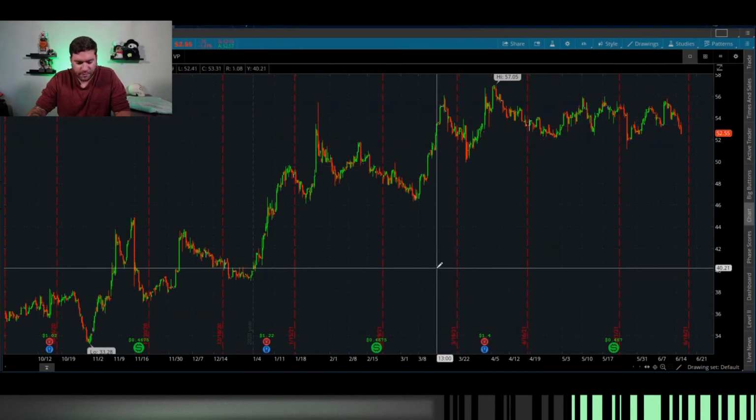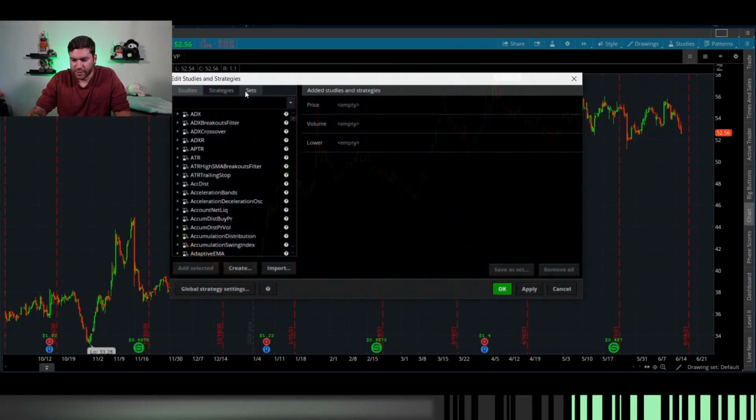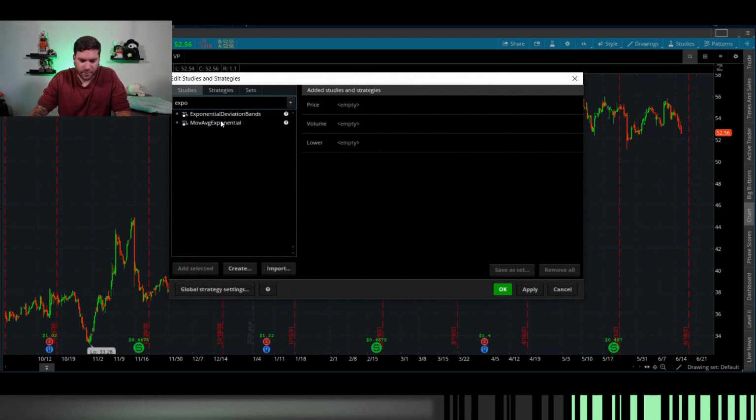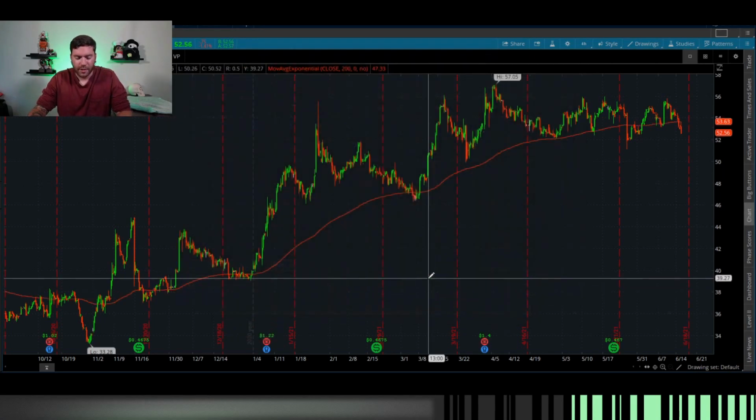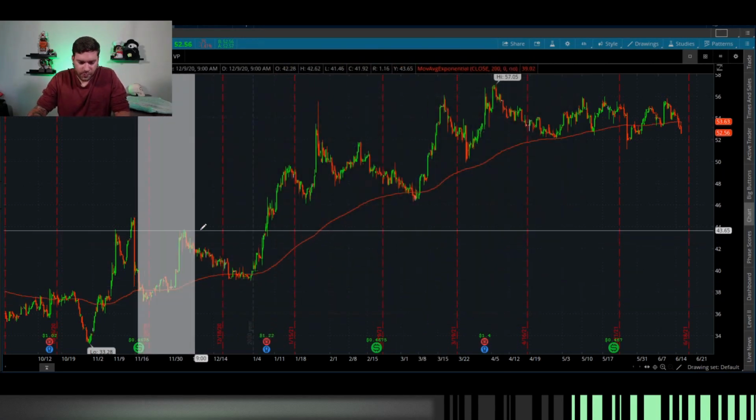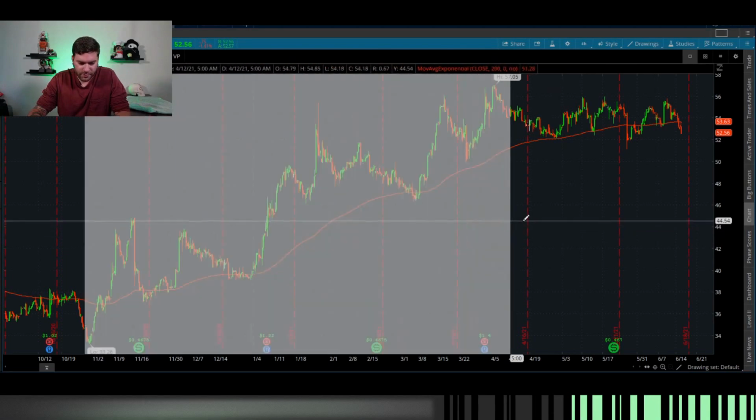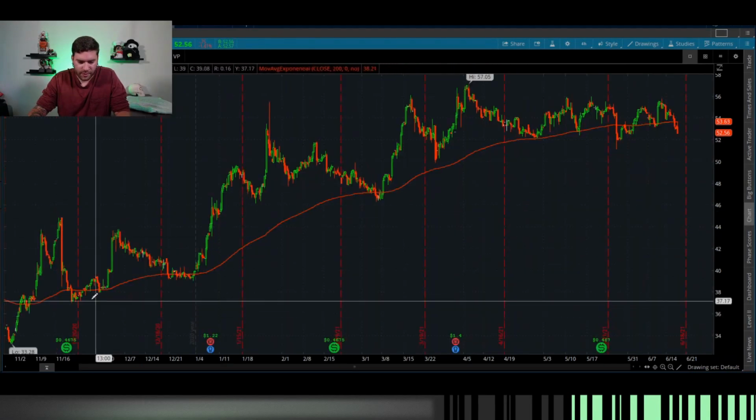For this, let's keep everything off. Let's go back to study. We'll put in the word expo. Go to moving average exponential. Put in 200 once again. I make it red so I stay consistent. Apply. You can see now with this price action, even over here too, bounce, bounce, bounce, bounce, bounce, bounce, bounce, bounce.